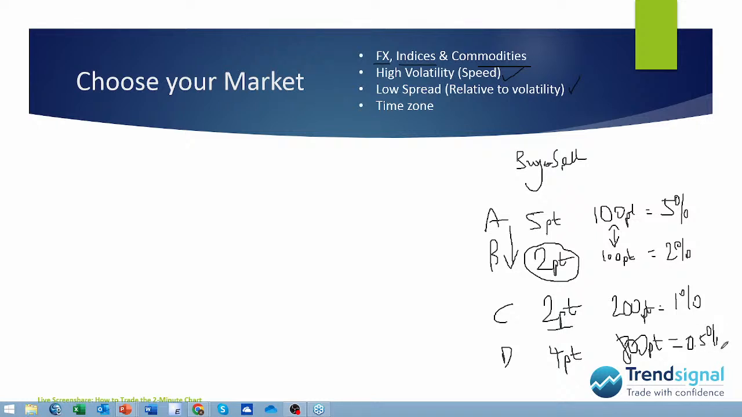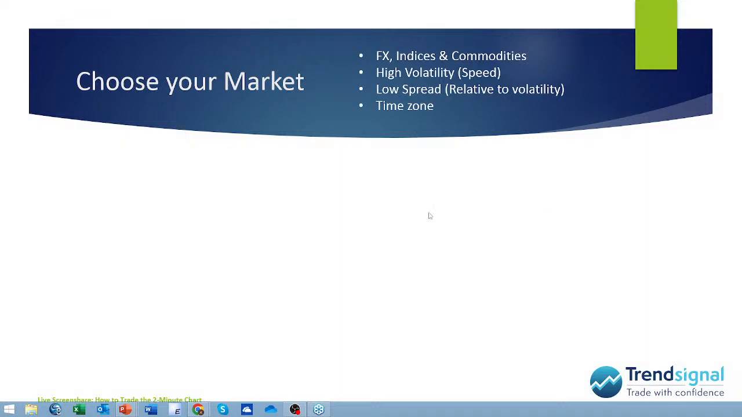The point I'm going with here is that spread isn't most important on its own. What you need to be looking at is the spread relative to how much the market typically moves in a day. The lower that measure, the lower the spread is relative to that typical move, the cheaper that market is to trade. Okay, so how do we work that out? Well, let's have a quick look.